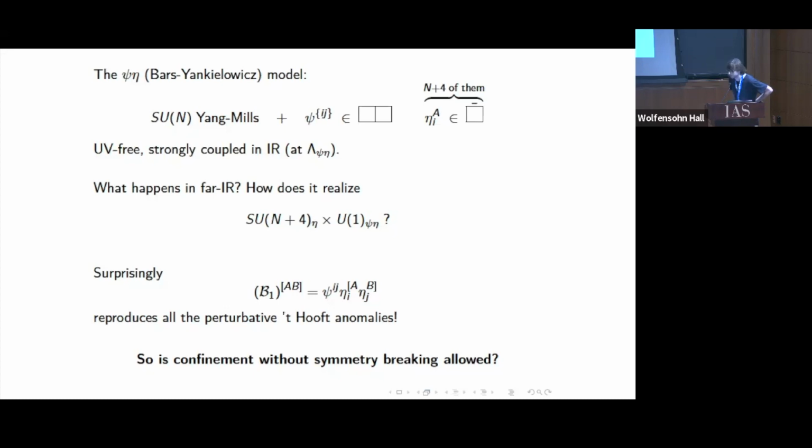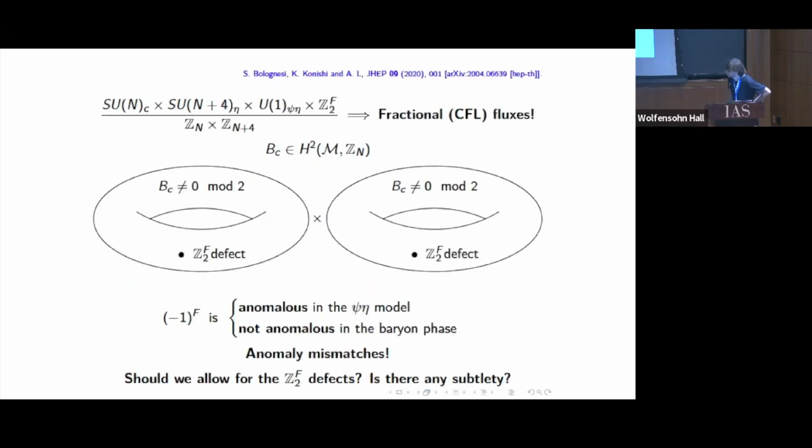Surprisingly, there is a very simple baryon that reproduces all the perturbative 't Hooft anomalies. So confinement without symmetry breaking seems to be allowed by this, a phase with only this baryon. However, if you look more carefully at the global structure of the internal symmetry group, there is a non-trivial denominator. So you can consider a background with fractional color-flavor locked fluxes parameterized by this quantity BC.